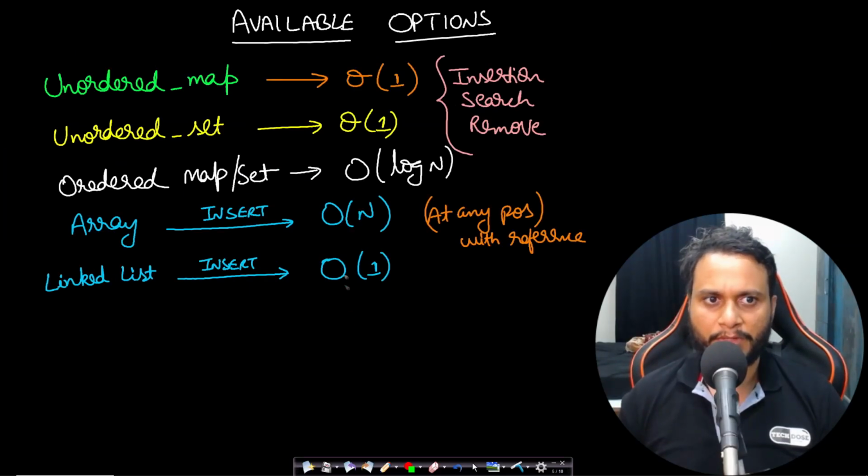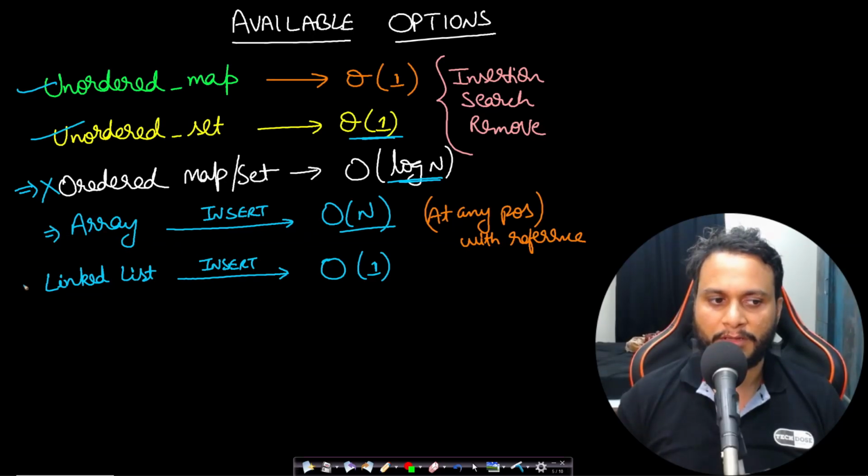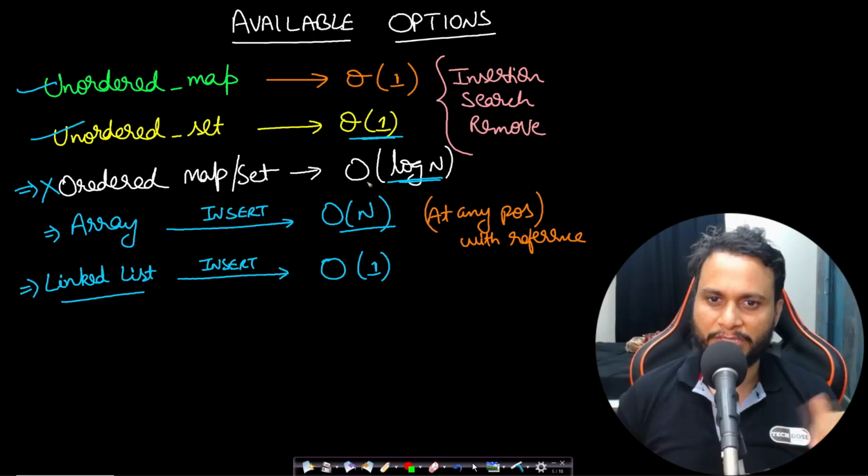Okay, so the available options that we had were unordered map and unordered set. Now the set can maintain a collection of strings, and you can find any item in theta of 1 time from an unordered set. If you take an ordered map or set, it will be log n all the time, and that is why I will try to avoid this, because the question asks to solve in theta of 1 time. If you take an array, then the insert will be linear time at any given position. So we will be using a linked list so that the insert and removal will always be order of 1.